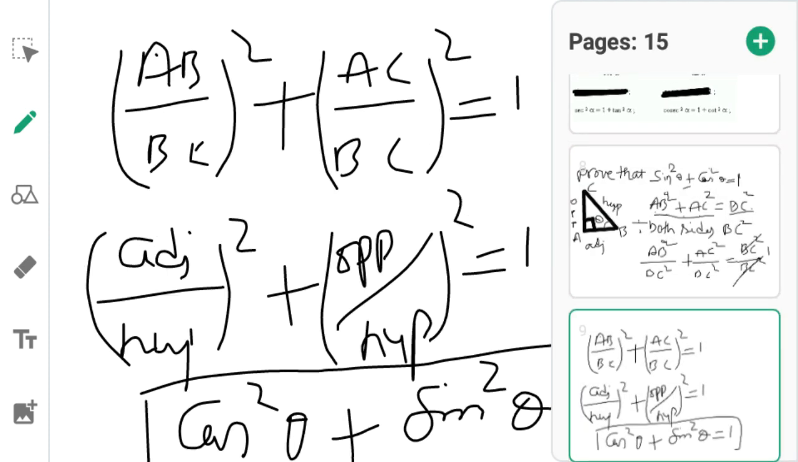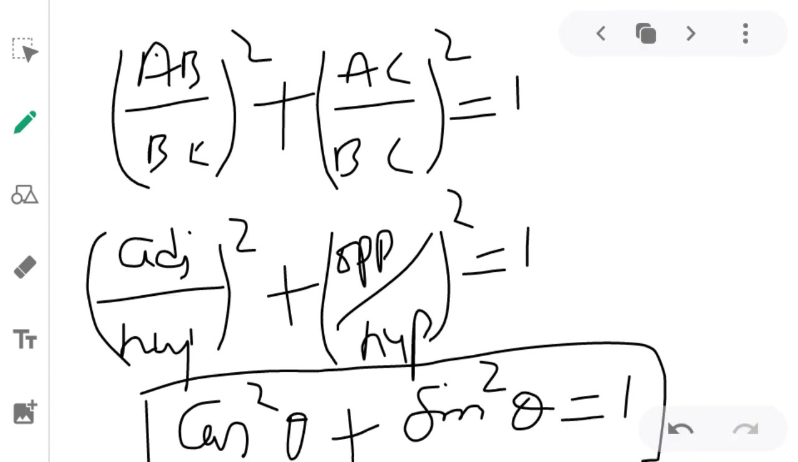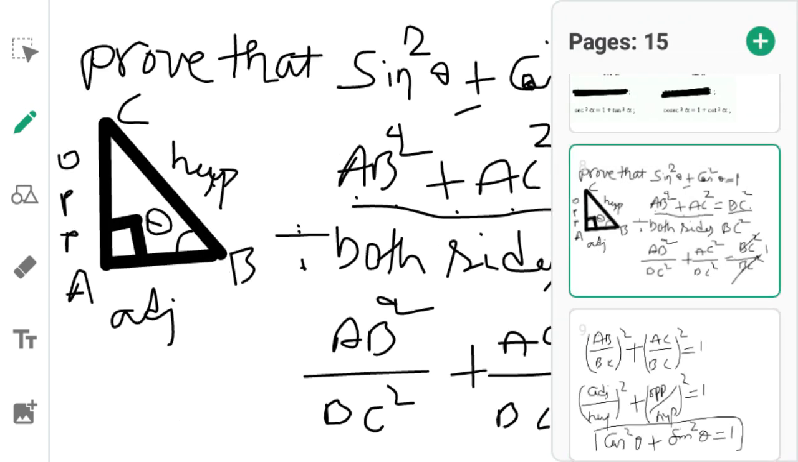In the next step, you can see the diagram. By seeing the diagram, AB means the adjacent side. You can see the diagram of the triangle. AB means the adjacent side and AC means the opposite side.